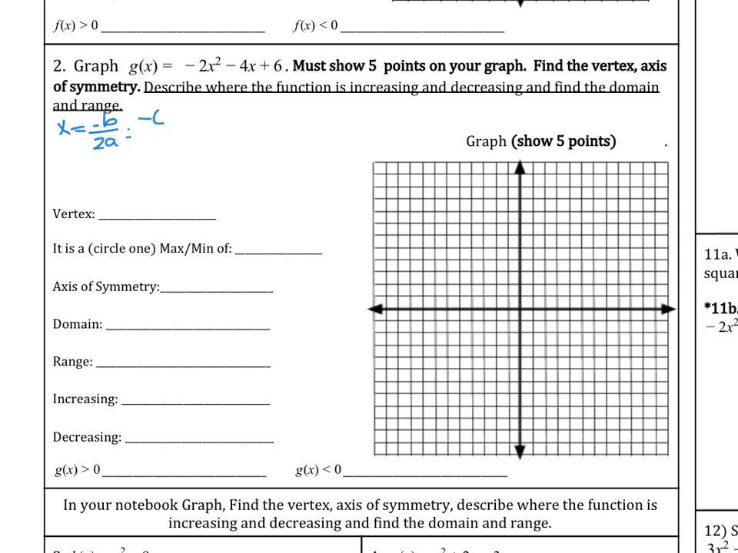So that's going to be a negative 4 over 2 times negative 2, which is a 4 over negative 4, which is a negative 1. Then once you find that, you plug that negative 1 back into the original equation. So that's negative 2 times negative 1 squared minus 4 times negative 1 plus 6. And when you do all of that, you will get a positive 8.